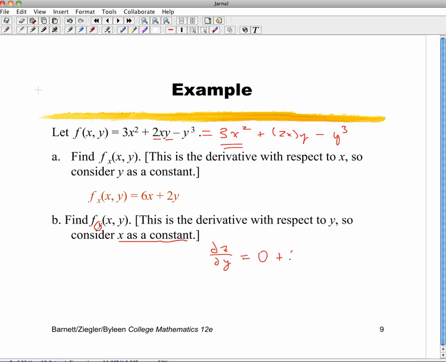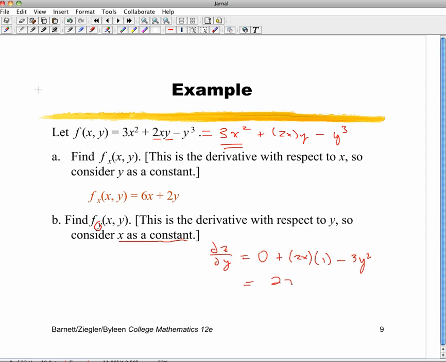Here I have 2x times y. So the derivative should be 2x. I don't think about that as a variable. I think of it as just a number times the derivative of y, which is 1. And then finally I have the derivative of y cubed, which is 3y squared. So if I can hold that in my mind, that I want to treat the x's just like a number and the y is the variable, then I can get all the way through the expression correctly.